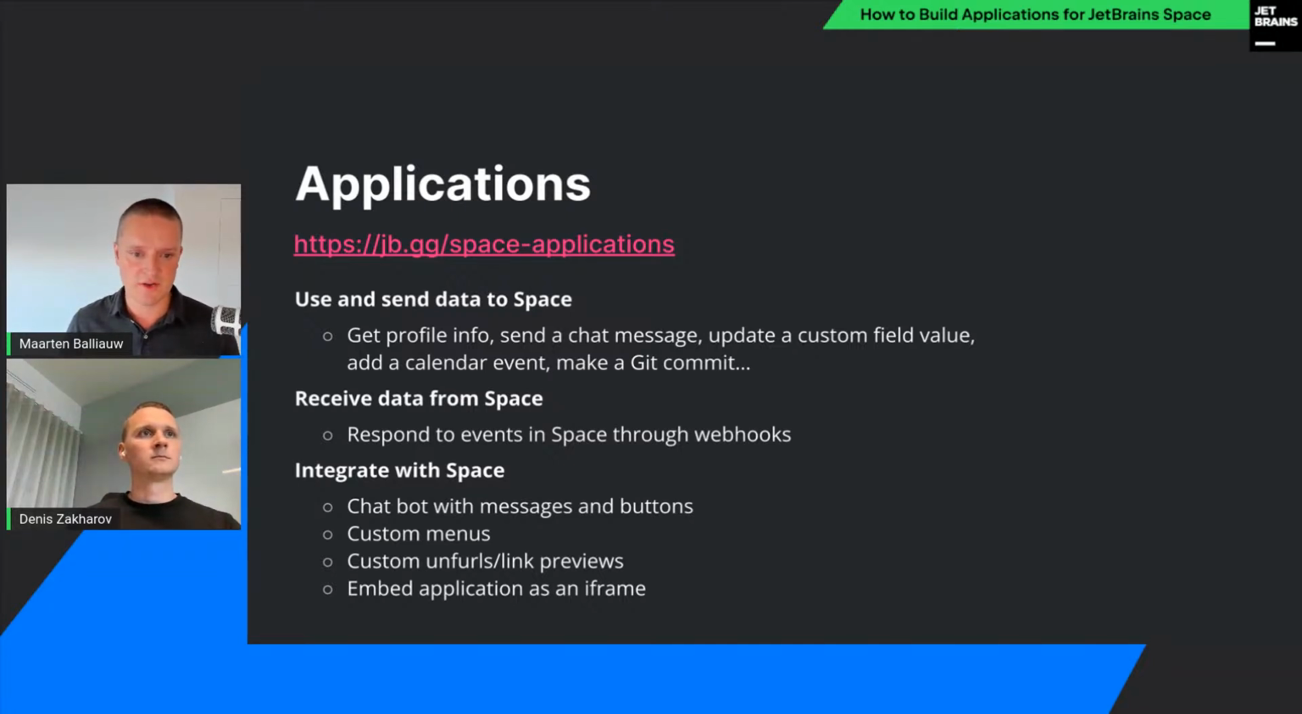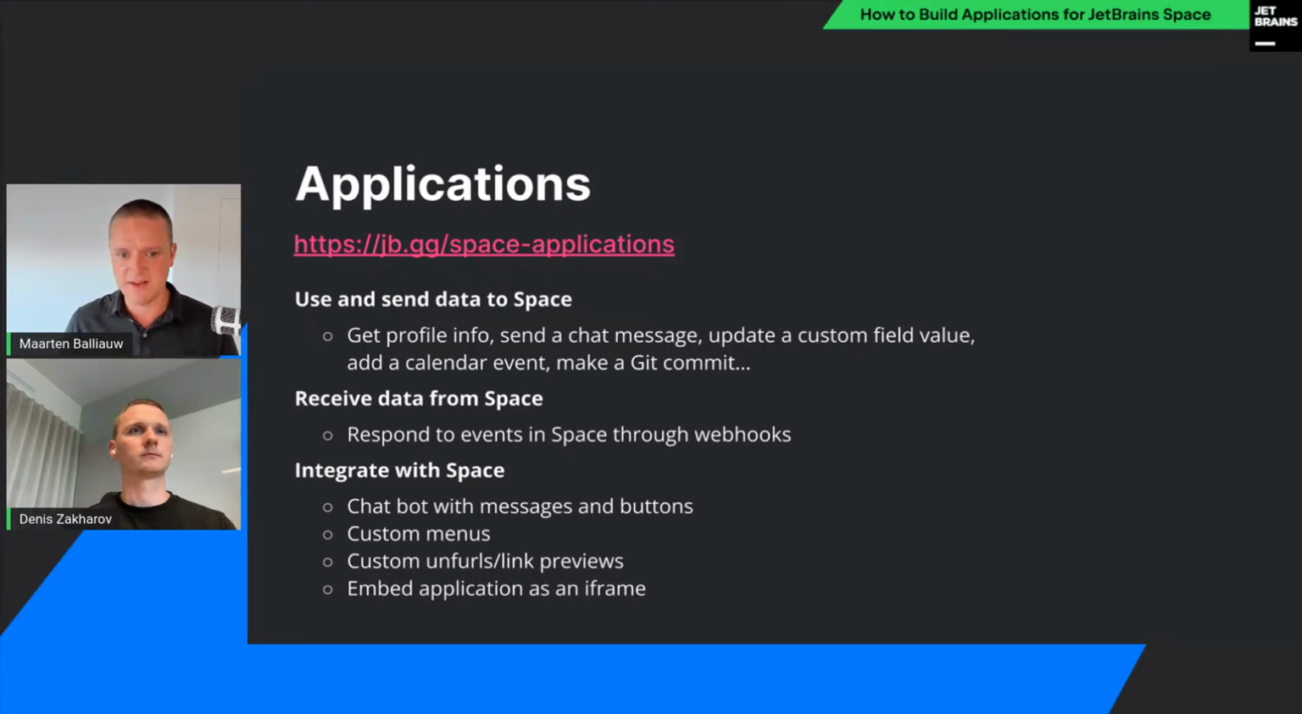You can also do custom unfurls or link previews. By default, if you paste a link into a chat in Space, you will see this nice preview with an image of the website. If you have something custom there, for example if you want to integrate one of your internal systems, you can do that as well and bring some content over into Space so that people get a nice preview of the link that you just pasted instead of just that link that looks very obscure.